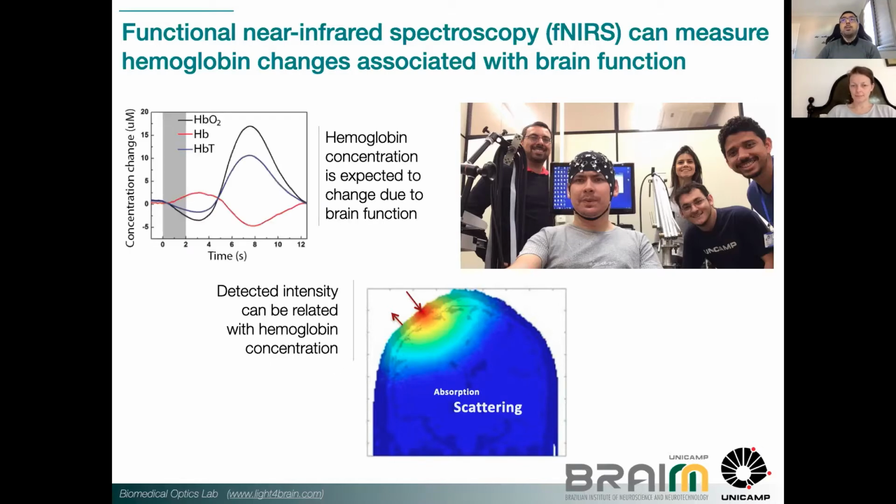And we know that hemoglobin concentration is expected to change due to brain function. So as the brain is working, the cell is working, I'll go through all this process. But at the end of the cascade of events, we have an increase in oxyhemoglobin to supply the demand of the higher metabolism. And at the same time, you have a decrease in deoxyhemoglobin. So by monitoring these hemoglobin concentration changes, and comparing them in two different periods, you can find the regions where the brain is activated, right?